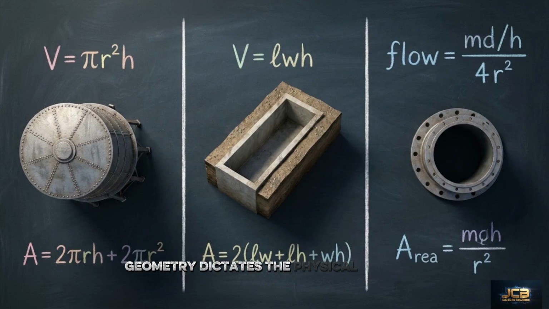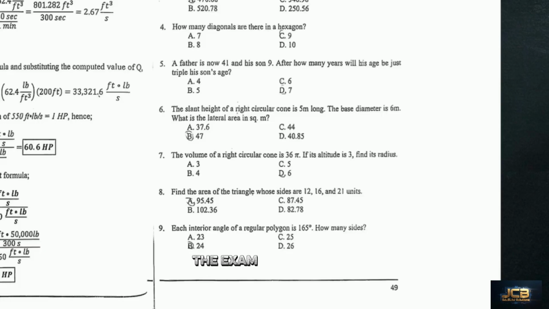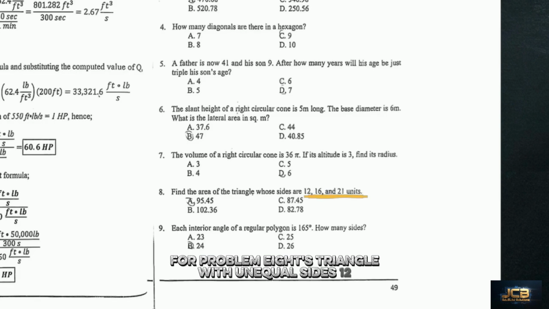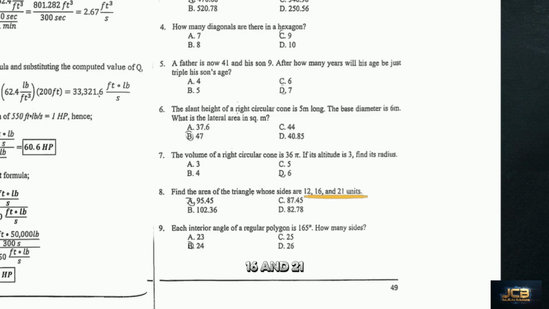Geometry dictates the physical realities of plumbing. It is how you determine tank capacities, estimate trench volumes, and calculate pipe cross-sections. The exam tests spatial fluency with cones and complex triangles. In problem 7, given an altitude of 3 and volume of 36 pi, work backward to isolate the radius. For problem 8's triangle with unequal sides, 12, 16, and 21, use Heron's formula for the area.